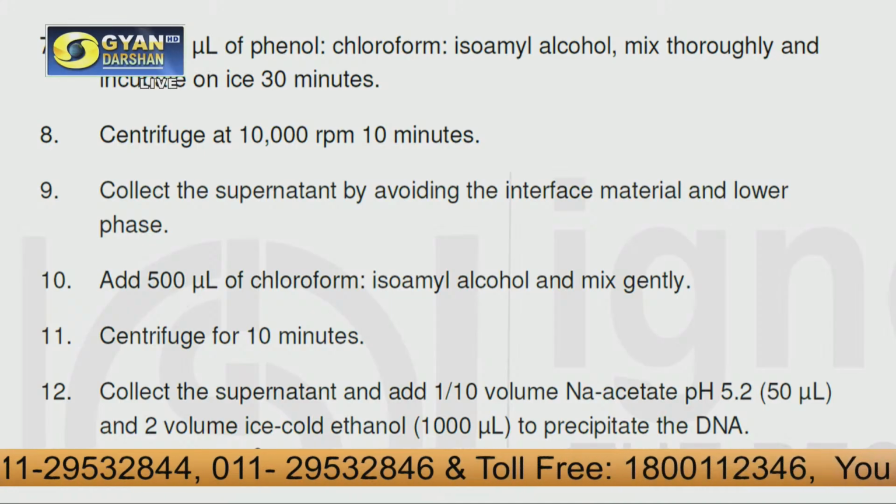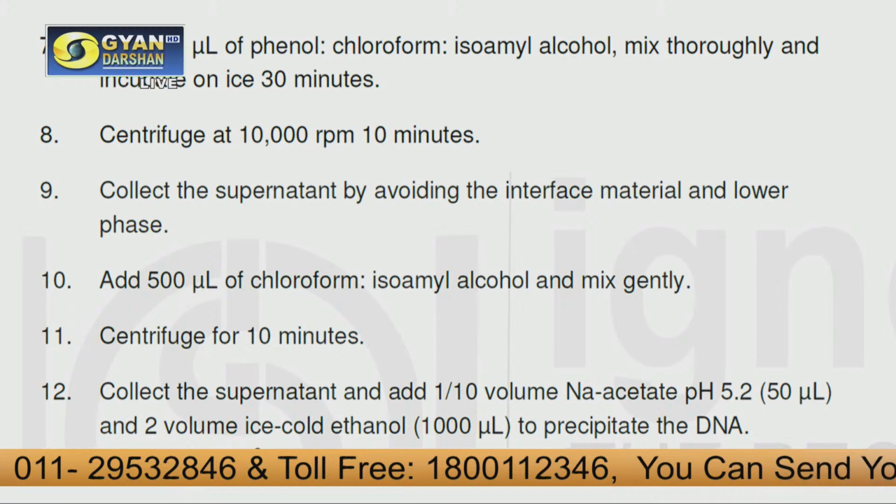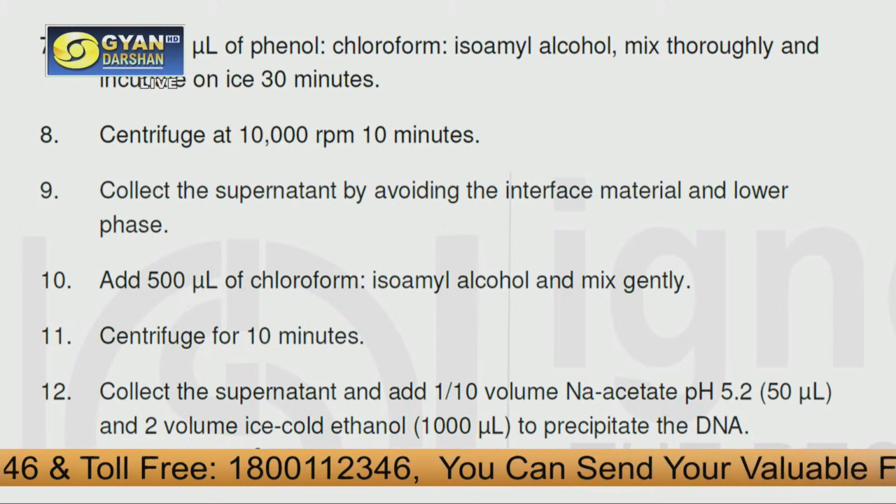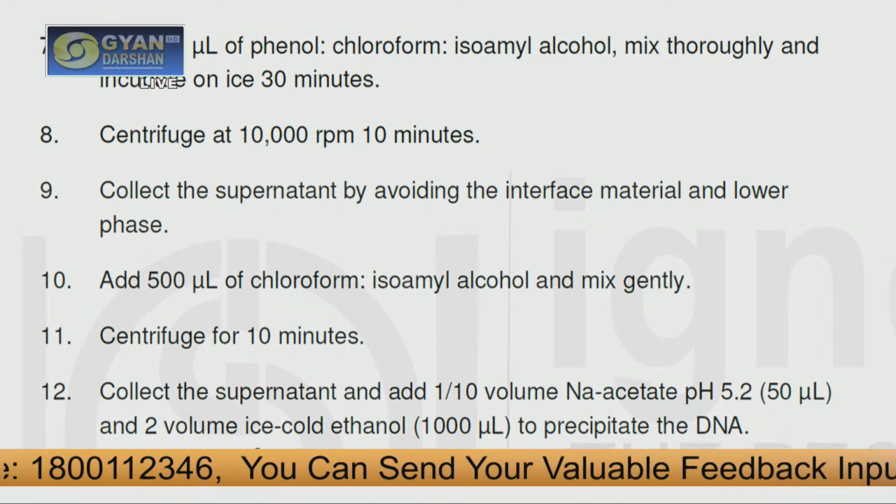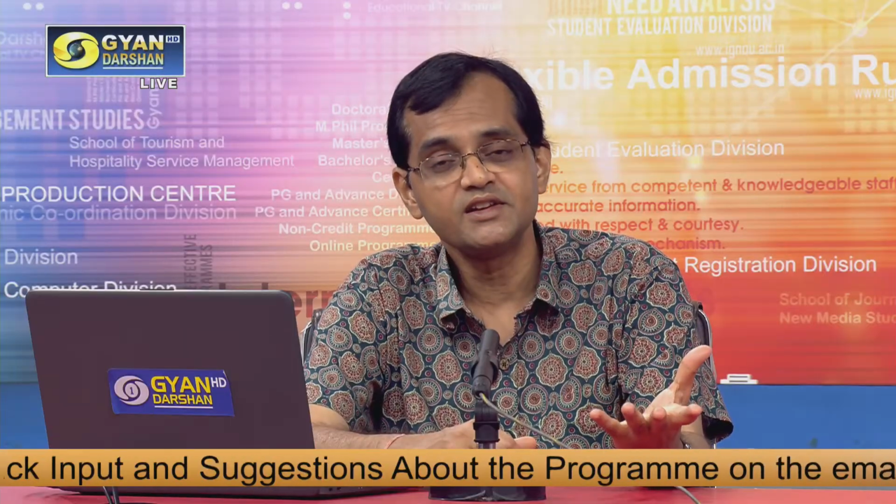Then you collect the supernatant. Don't discard the lower portion, which has all the cell debris, the proteins, and, for a plant cell, polysaccharides. In a bacterial cell, it is mostly the proteins. So you avoid that layer. You take the clear supernatant from above in a fresh tube.